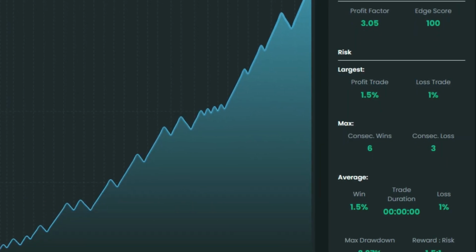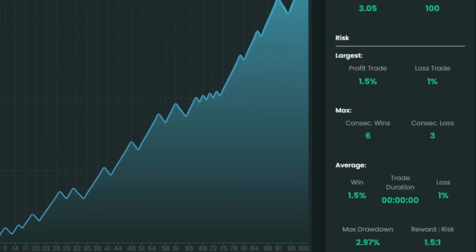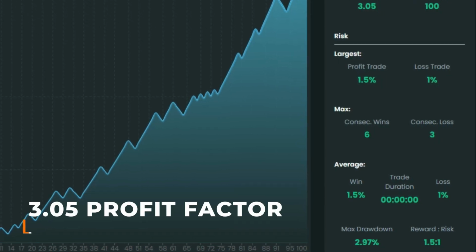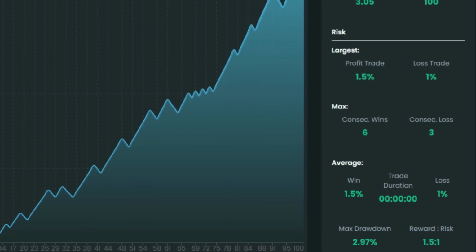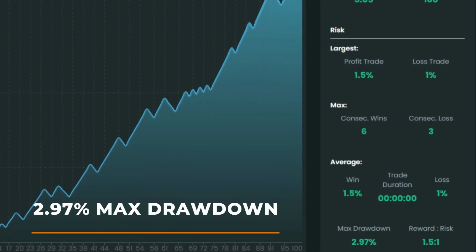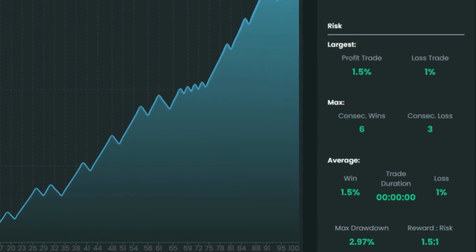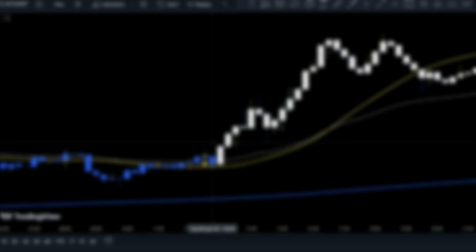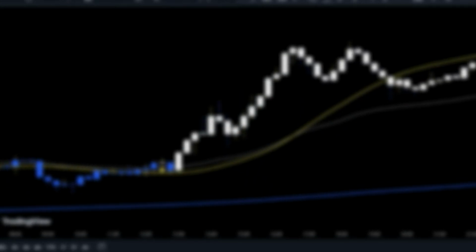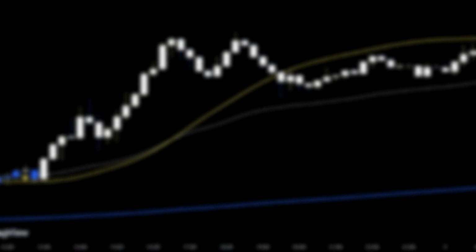But wait, there's more. The profit factor, which measures the ratio of profit to loss, came in at an impressive 3.05. And the max drawdown remained low at just 1.5%. These results demonstrate the potential effectiveness of our strategy when applied to real-world trading scenarios. With these remarkable outcomes, we encourage you to explore the strategy further and see how it can enhance your trading success.